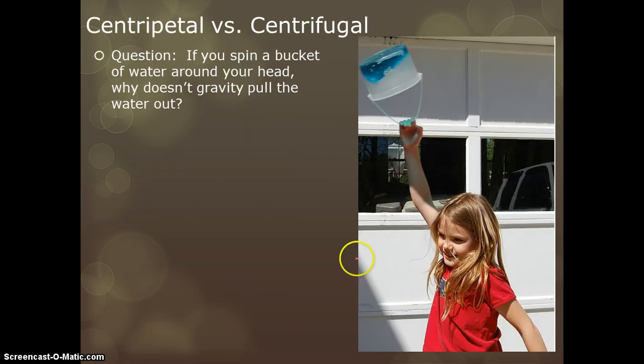Alright, let's move on. Centripetal versus centrifugal force. We did this little demonstration the other day. I spun a bucket of water over my head. Why doesn't gravity pull the water out is the question. Give you a minute to ponder that.